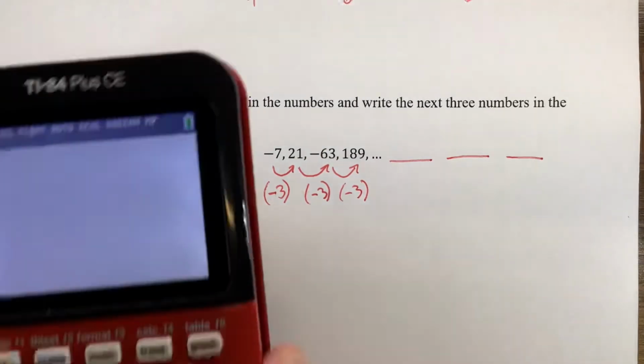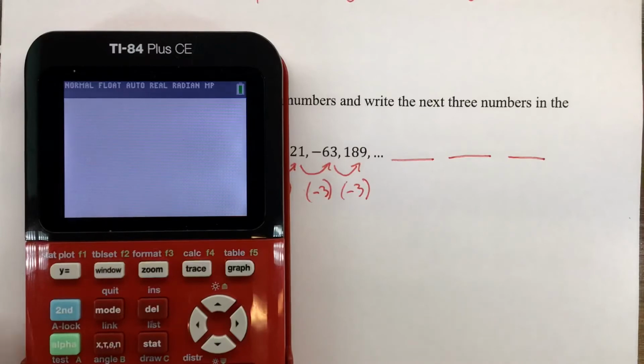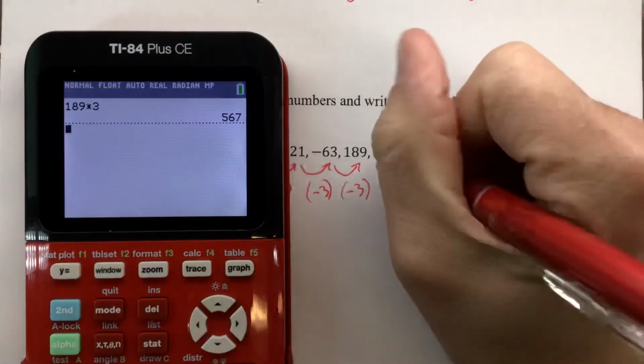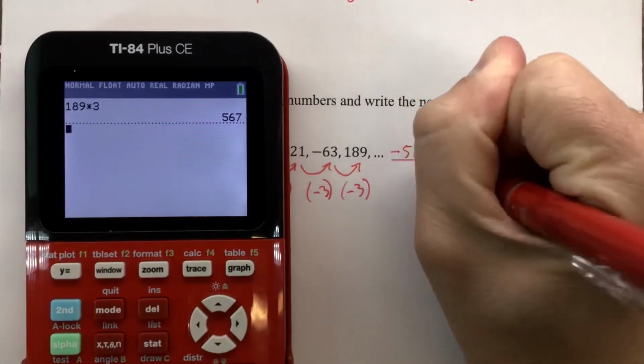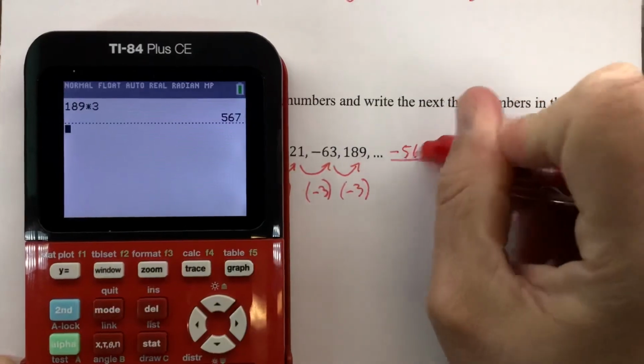All right, so to continue the pattern, we'll take 189, multiply that by -3. It is going to be -567.